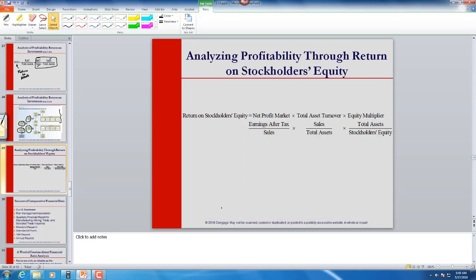Now, this is the formula they're talking about. Return on shareholders' equity is net, this is not market. Let me rephrase that. Net profit margin, this is not net profit market. Net profit margin, which is equal to earnings after taxes by sales, and sales cancels out with sales here. Multiplied by total asset turnover, multiplied by equity multiplier.